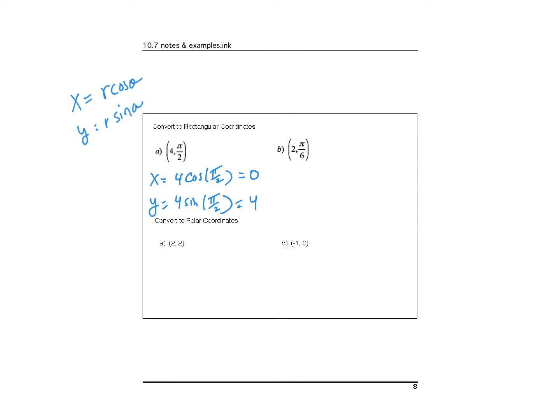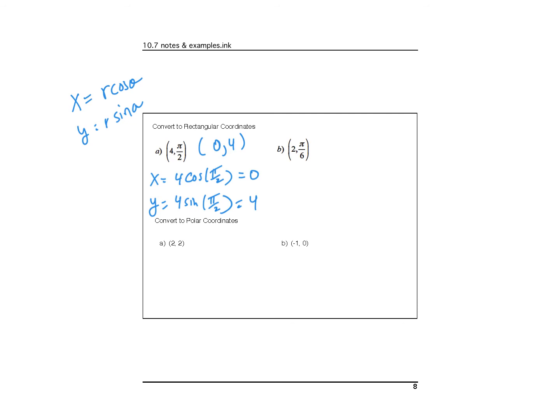Which puts us, if we think about that, pi over 2 would be the angle that's going directly up. Positive 4, so we're up there at that radius on our polar graph. And then if I plot it in rectangular, the same thing, it would be in that same exact location.